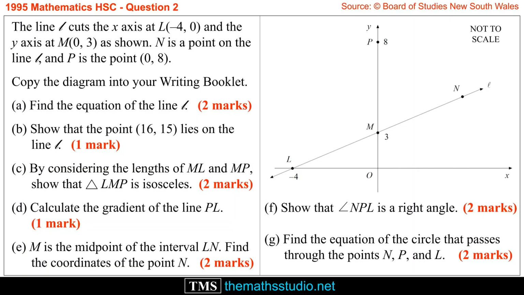Question 2. The line L cuts the x-axis at L, negative 4, 0, and the y-axis at M, 0, 3 as shown. N is a point on the line L, and P is the point 0, 8. Copy the diagram into your writing booklet. Part A. Find the equation of the line L.